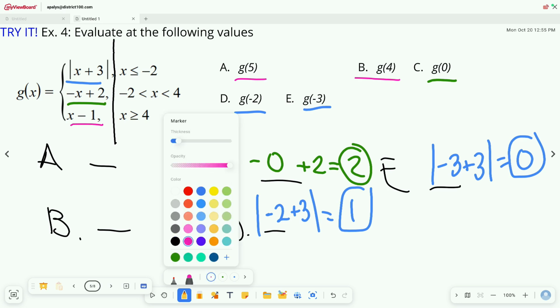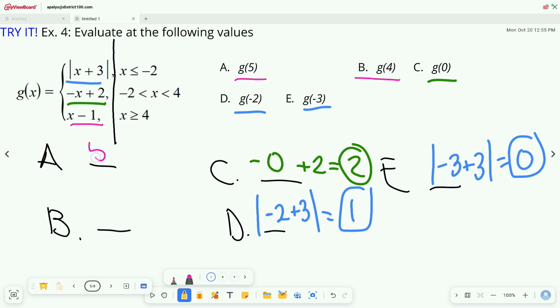Pink for A and B. So we go to the pink equation. 5 minus 1 and 4 minus 1. What's 5 minus 1? 4. 4 minus 1? 3. There you go. Done. Okay?